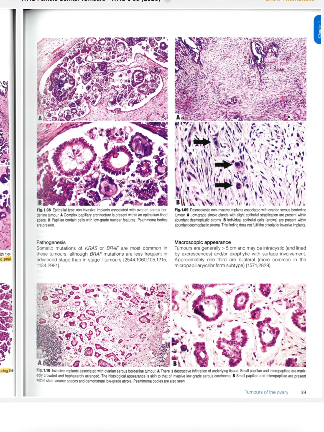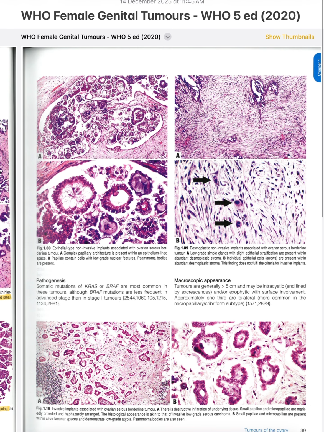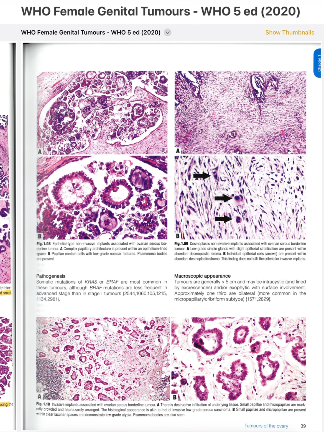Here also we can see epithelial type non-invasive implants associated with ovarian serous borderline tumor. In A we have complex papillary architecture with an epithelium-lined space, and in B we can see the cells have low-grade nuclear features, and we can see the calcification over here. The psammoma bodies are present.